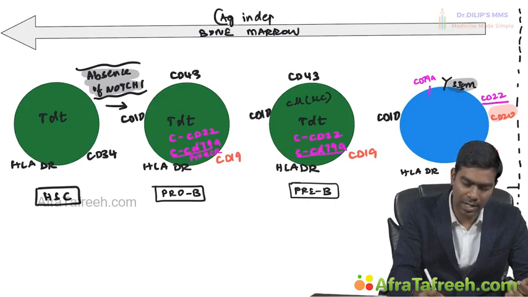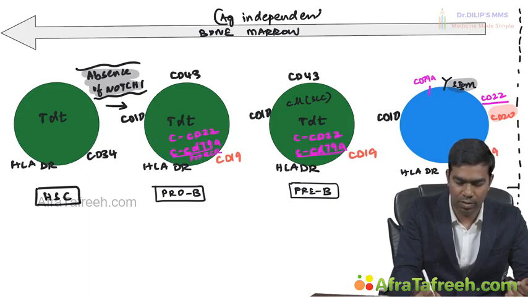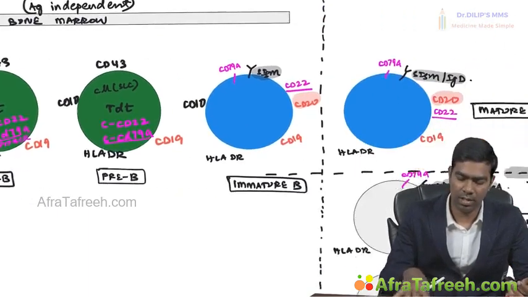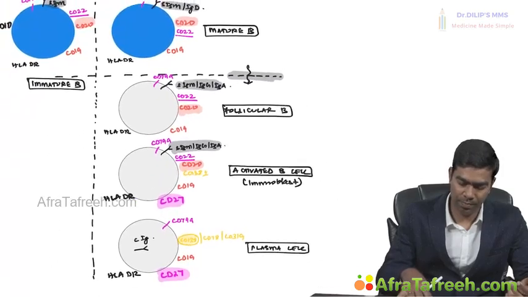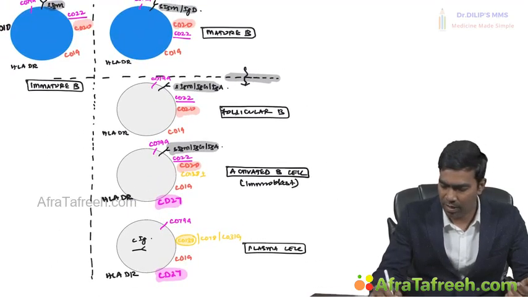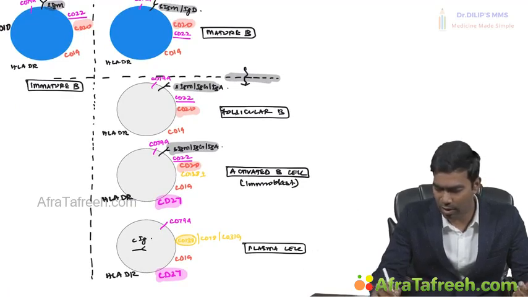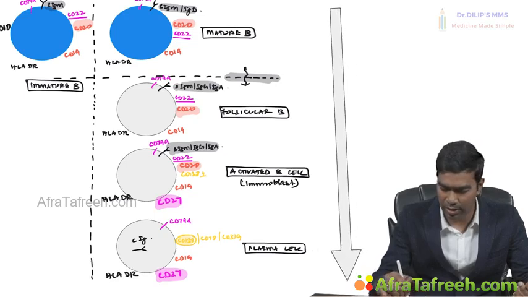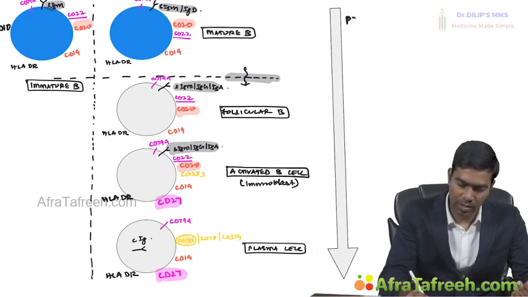So they are going to be present within the bone marrow, and typically these are also referred to as antigen independent stages. If you go to the peripheral compartment, the moment you cross the transition line I've drawn here, the dotted line, all these stages are peripheral compartmental stages.